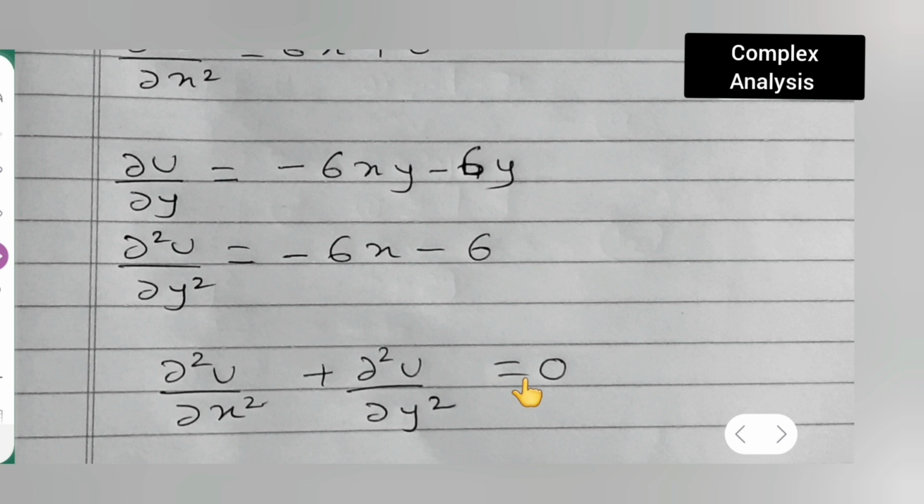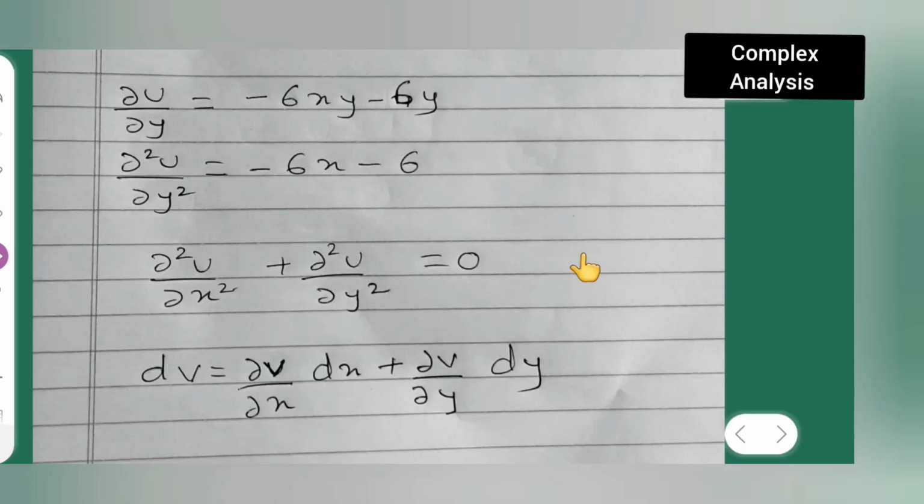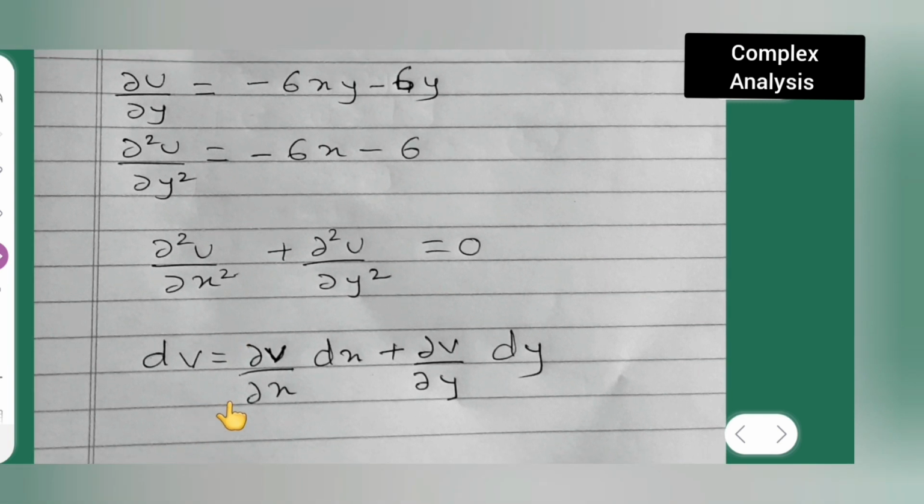Now we have to find the value of v. v is the harmonic conjugate of u, and we need to find out what it is. So dv is equal to dou v upon dou x dx plus dou v upon dou y dy. Now we need to find the value of v.